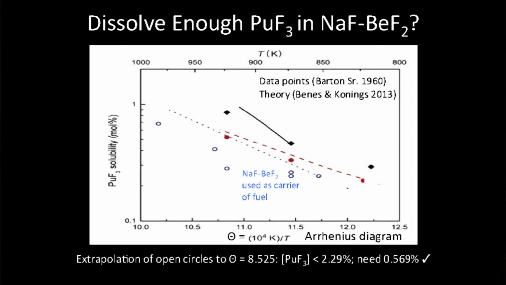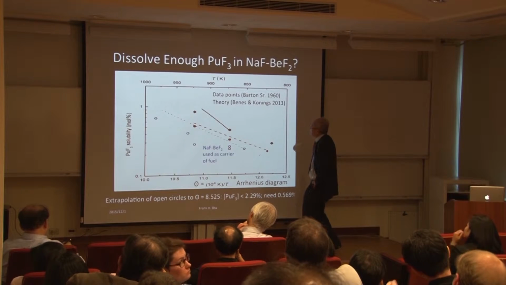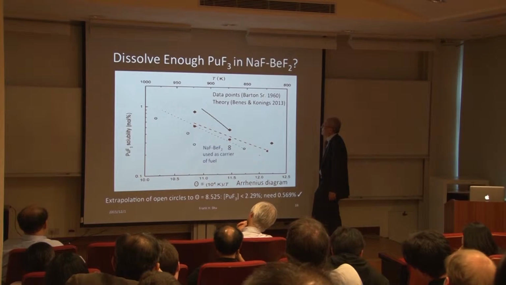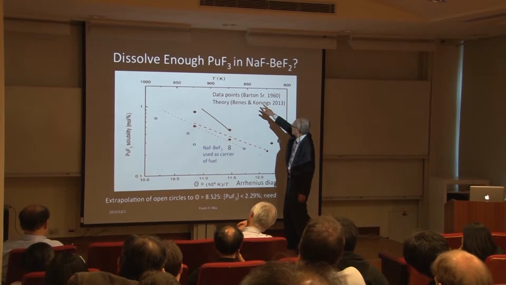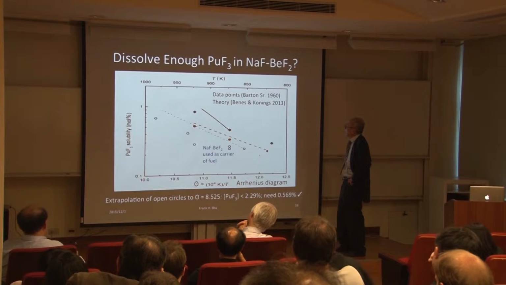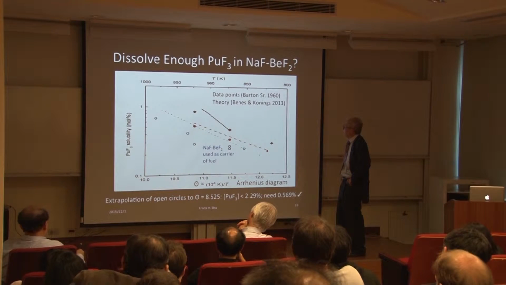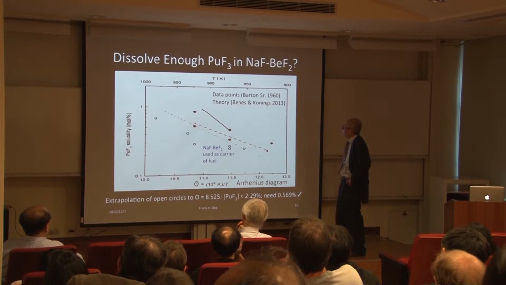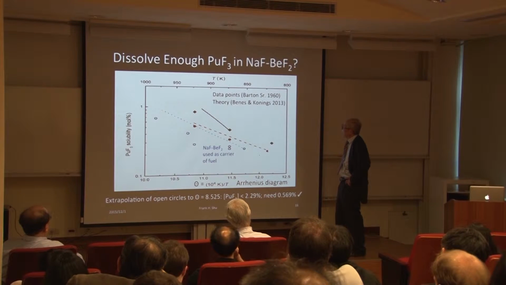So can you dissolve enough plutonium? Well, for this you need data points. Again, it's a solubility question. Right? So these data points were obtained by a man named Charles Barton Sr. I didn't know this person. He's older than me and has passed away. But his son is a blogger, Charles Barton Jr., and he runs a blog site called Nuclear Green.